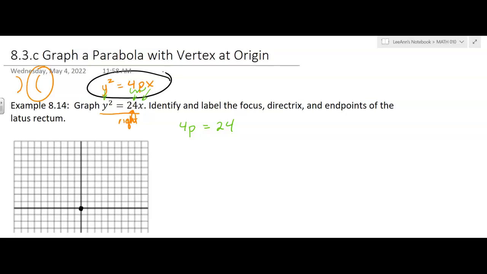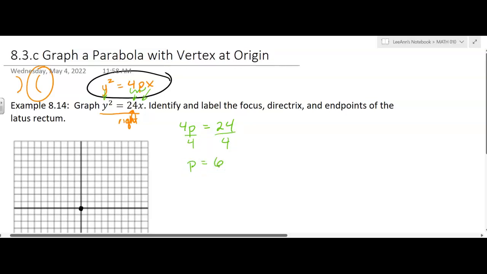Now when I graph this, I'm going to put the points that are part of the parabola in black, and then other things I'll put in orange or green. Okay, so we have to find the focus. Well, to do that, we have to know what p is. So we're going to divide by 4 here, and we get p equals 6.